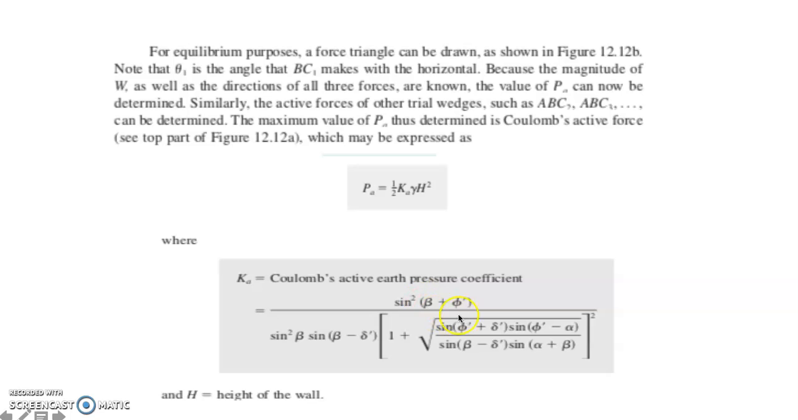You simply have to substitute the values for the angles as identified on our illustration or on the figure. And you have to be specific with the position of each angle on the figure. And of course, our h is the height of the wall.